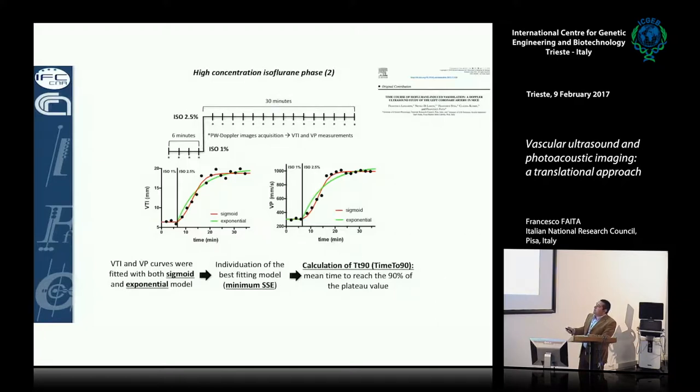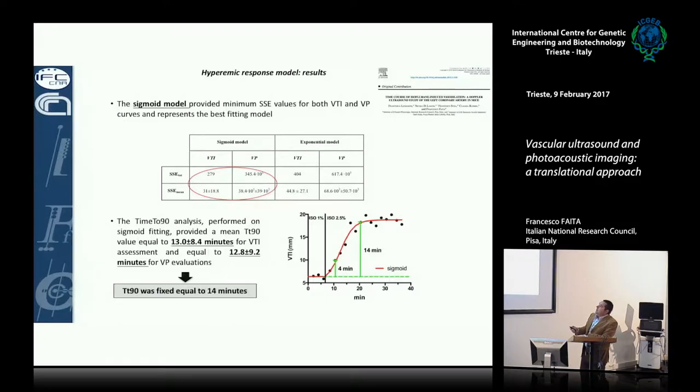We fitted all this data with both the sigmoid and the exponential model, and we looked for the best fitting model. This allowed us to assess the time to 90, which is the mean time needed to reach 90% of the plateau value of the blood flow velocity, which is the maximal response. So the sigmoid model provided the best results, both considering the VTI value of the blood flow velocity, or the peak value.